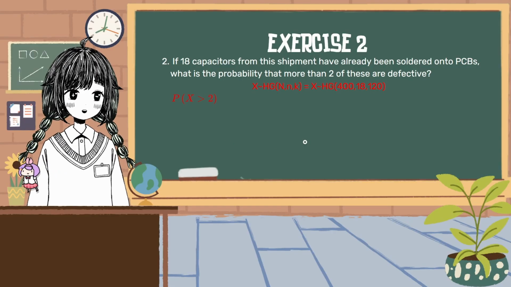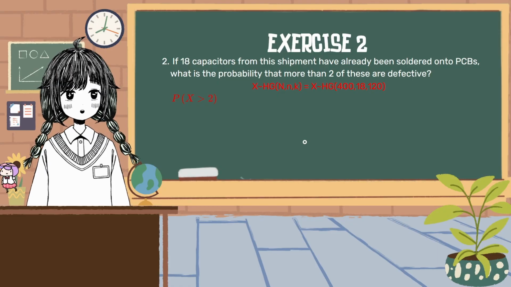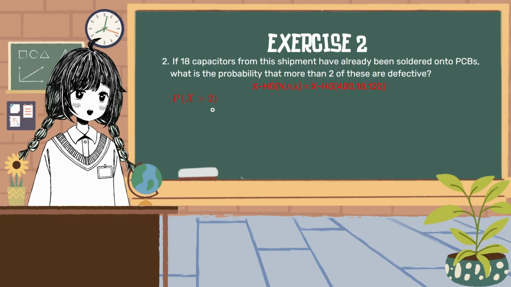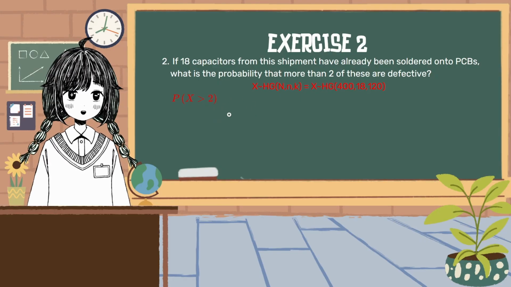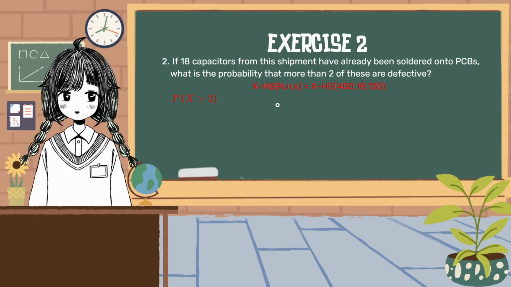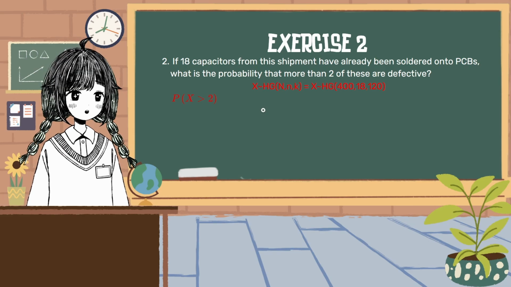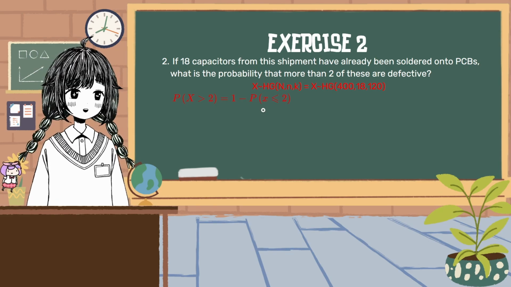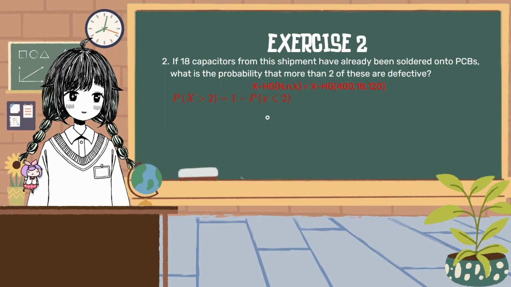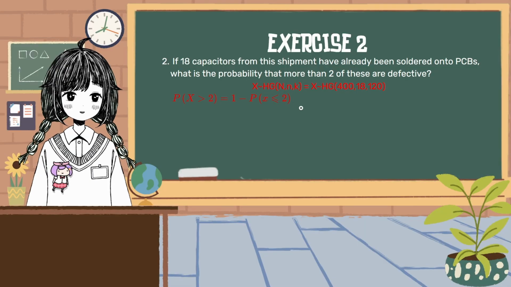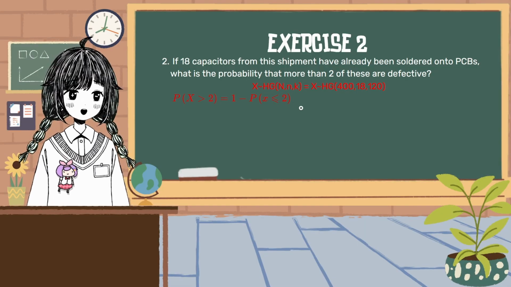But it's not as straightforward as the previous question, as it wants more than 2. We have gone through this, but I will repeat it again. Trying to find more than 2 directly is impractical, because it means we have to calculate from 3 until 18, which is possible, but we're not gonna do that as it will be a waste of time. So instead, we take a shortcut and take 1 minus P(X less than or equal to 2). Reasons being, it's the same thing.